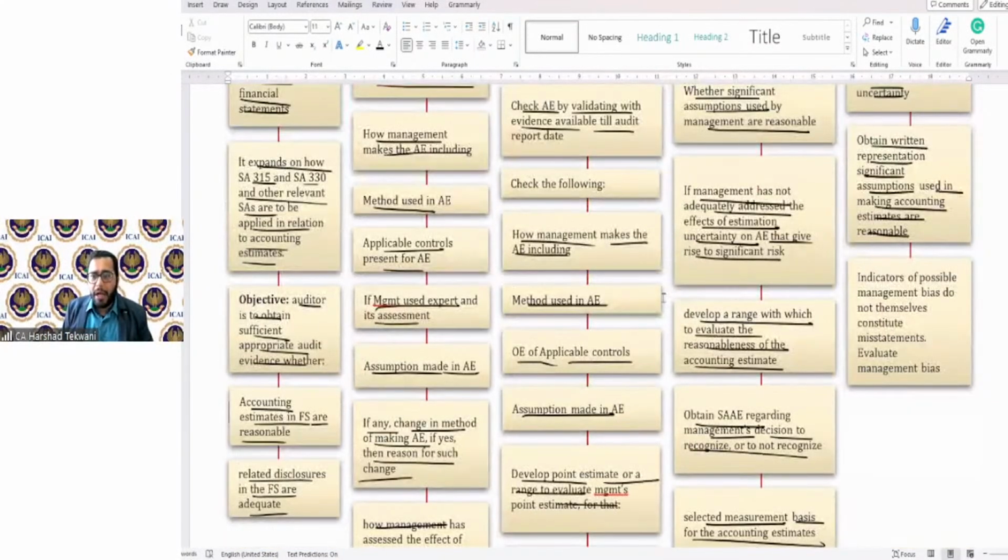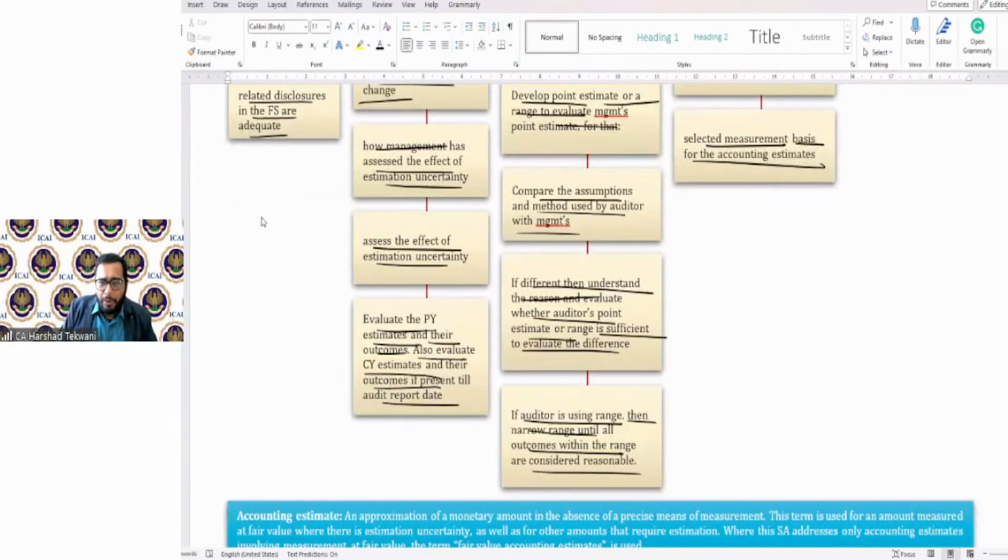Now, again, you need to consider the indicators of possible management bias. Management bias does not by itself constitute a misstatement. You need to evaluate the management bias. For example, let's say there were three outcomes of an estimate.